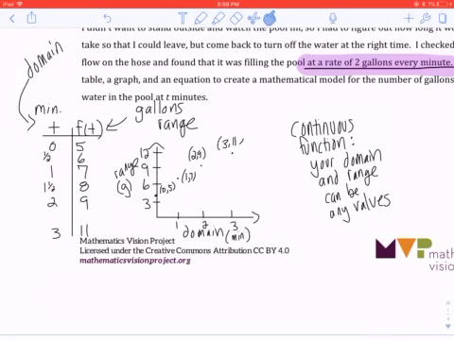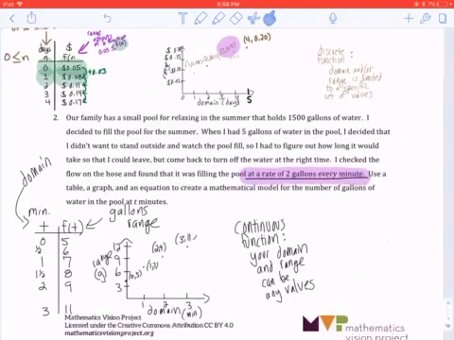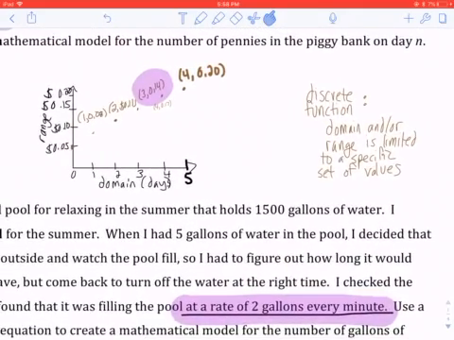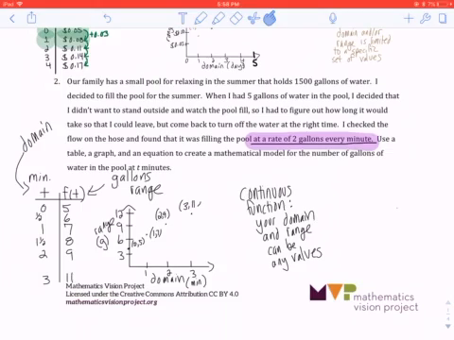So the big things you want to pull from today are domain, which are the inputs of your function, range, which are the outputs, and discrete functions, where it's limited to a specific set of values. And continuous, it can literally be anything.